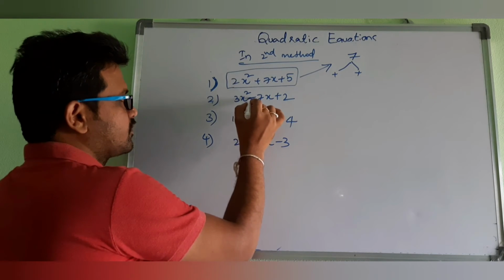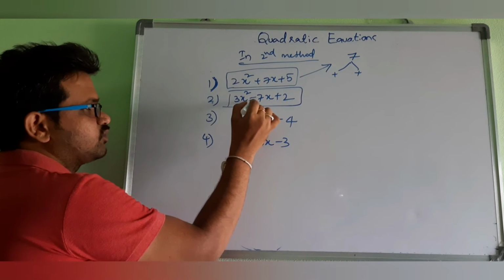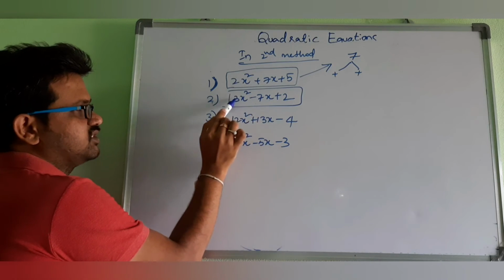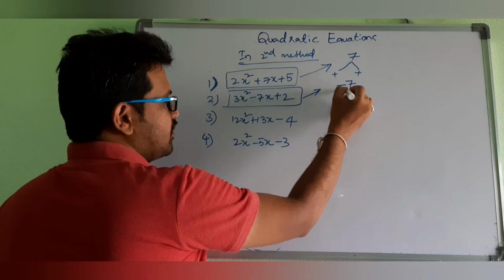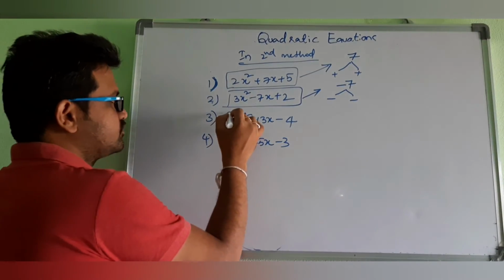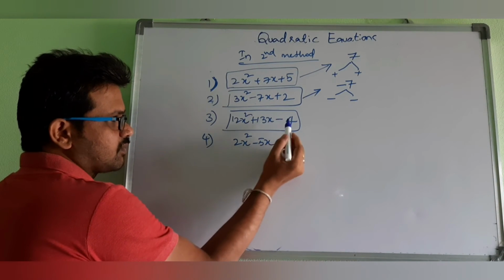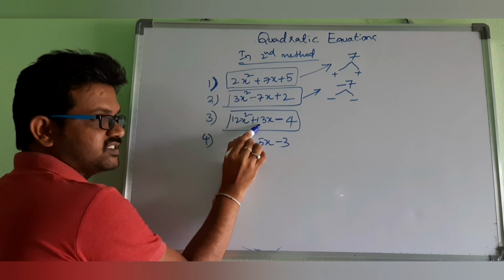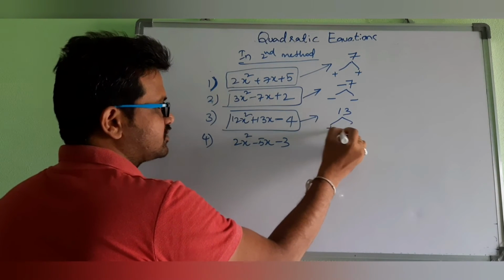And in this one, see here, only the middle term is positive. If you observe, in this one only minus 7x is negative, this one is positive, and this one also positive. In this, how to split this minus 7? Both are negative. And here, if you observe, the constant is negative and the x term is positive. Here 13 you have to split as plus and minus.